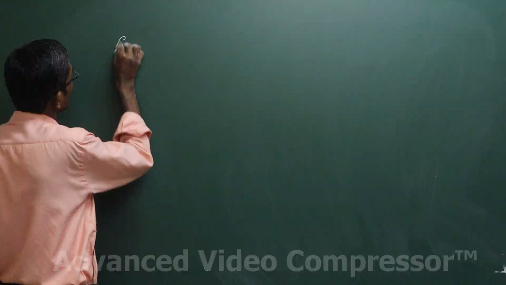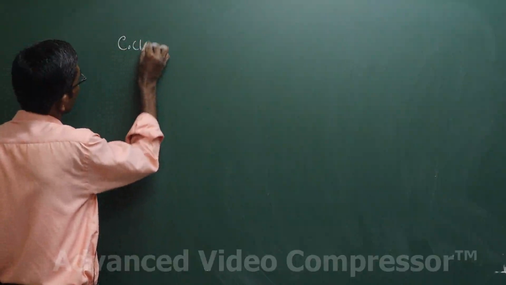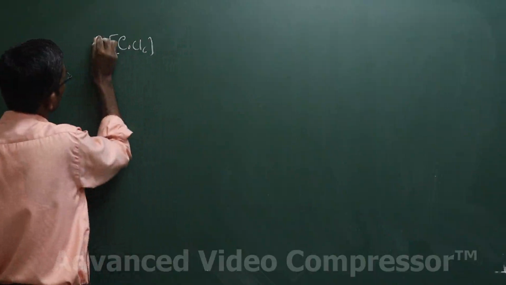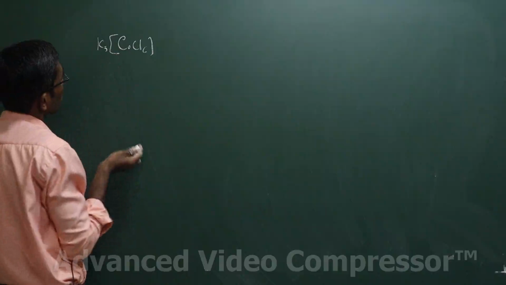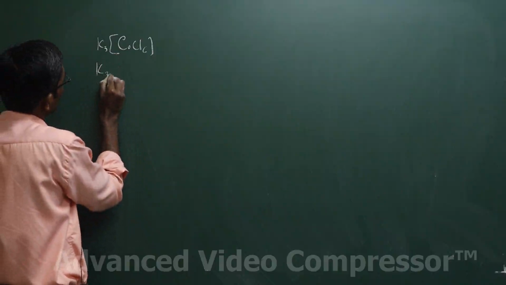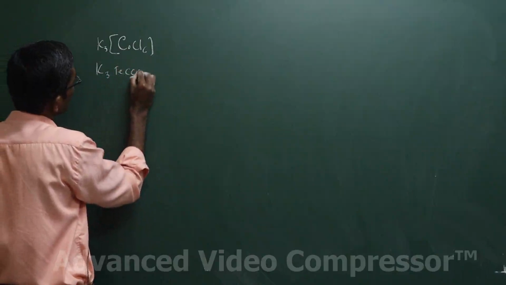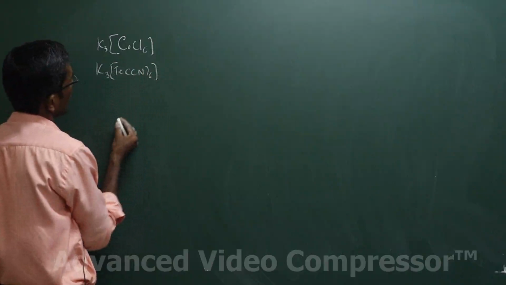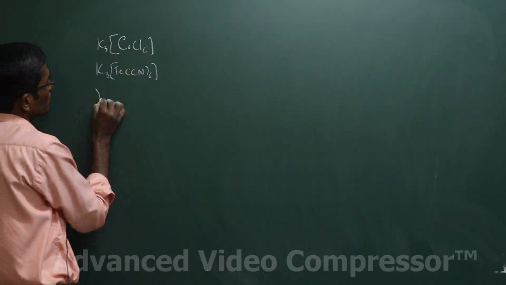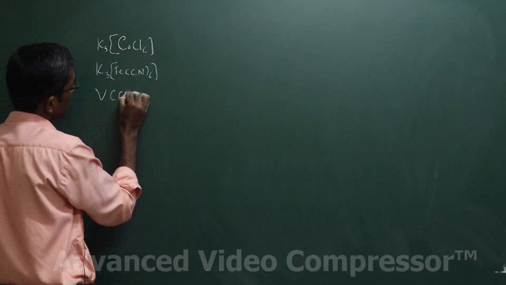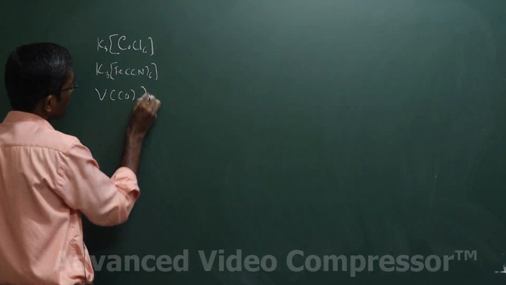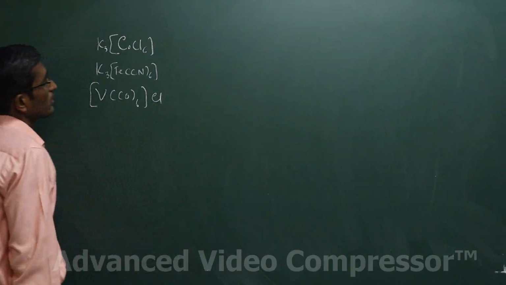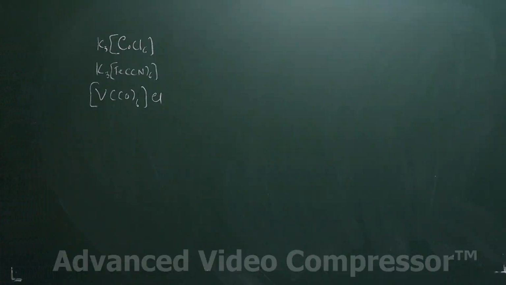So for instance, I will take K3[CoCl6], we have taken already CoCl3. K3[Fe(CN)6], right? So vanadium, maybe hexacarbonyl vanadium complex, a positively charged complex it is, that is V plus, right?